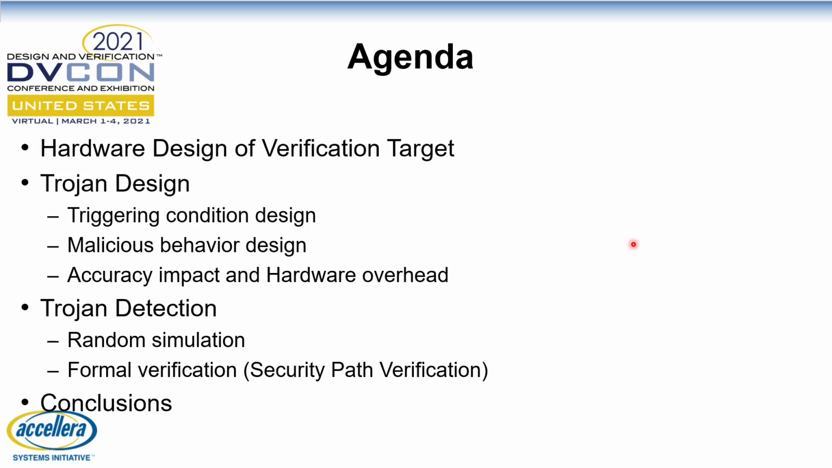This is our agenda. First, we will give a brief introduction to this work and our target convolutional neural network design for verification. Next, we will talk about our hardware Trojan implementation, their impacts on accuracy, and hardware overhead. Then, we will use formal verification to detect our proposed hardware Trojan and compare with well-known random simulation. Last, we summarize our Trojan design and verification results to make conclusions.